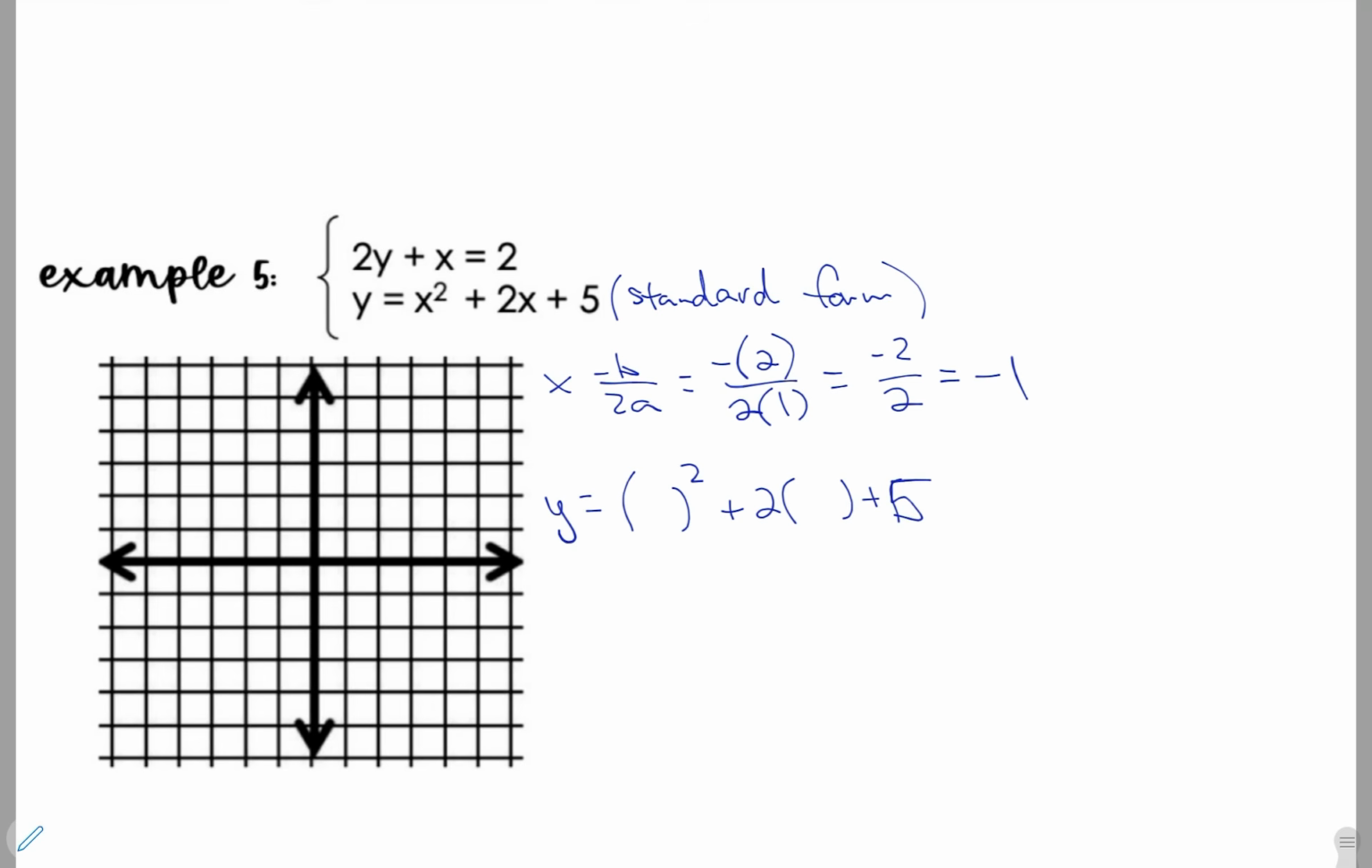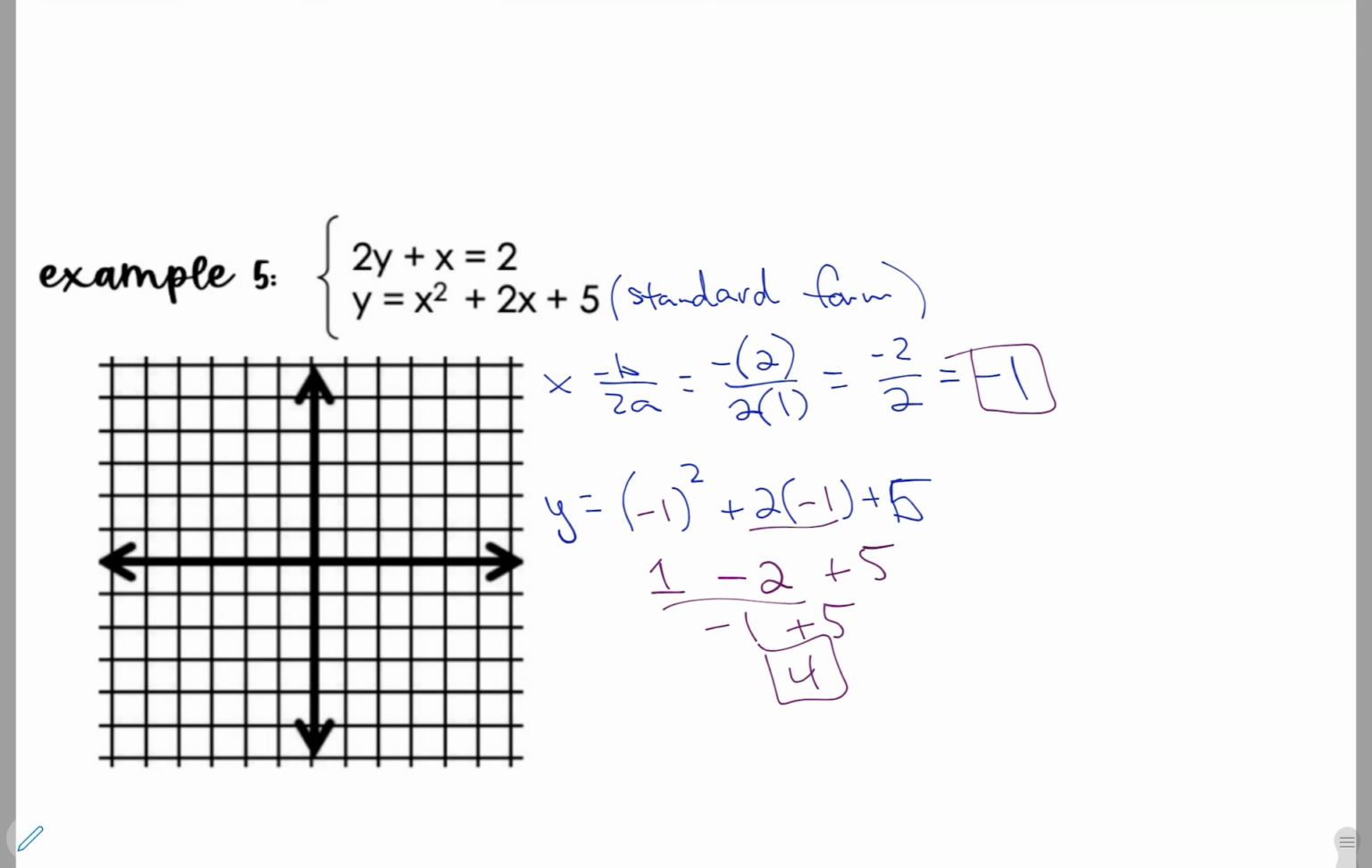And I'm going to plug in this -1 here. -1 squared is 1. That's going to be -2. That situation there. Plus 5. That's going to be -1 plus 5, which is 4.